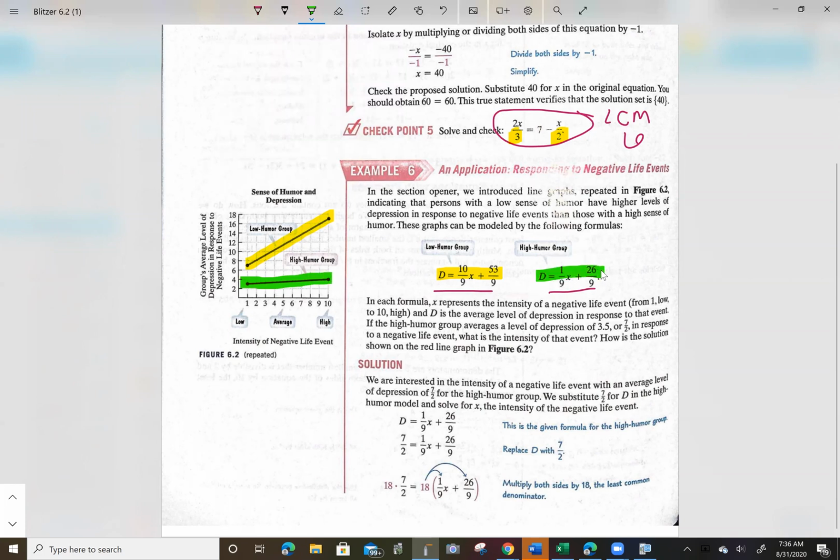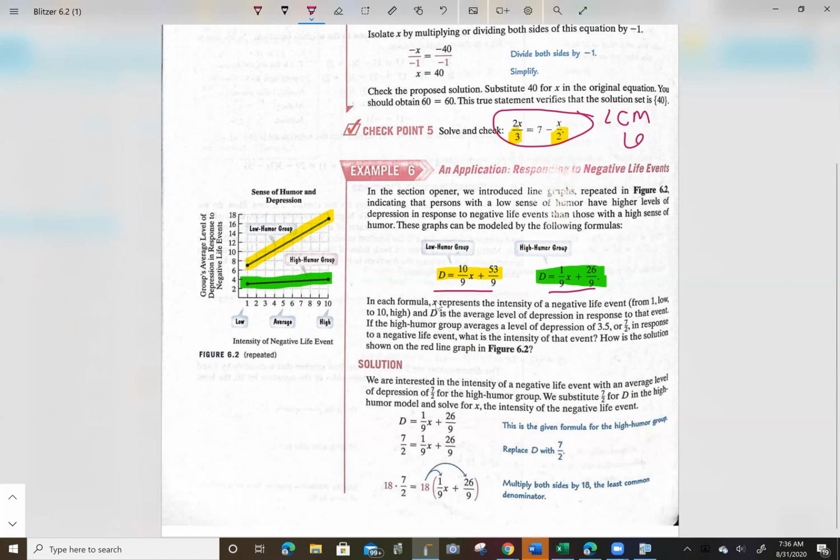So this is interesting. It looks like high humor group. How would you describe somebody who has high humor versus low humor? I feel like I have pretty low humor, so I'm not sure I'm a good person to talk about this, but it says that for the lower humor group, negative life events affect them more. It looks like they might be a little more affected every time a negative life event happens. They get more upset than the high humor group. Okay, that's interesting. In each formula, let me change colors again.